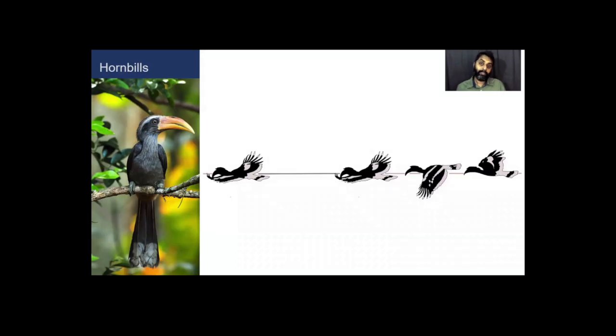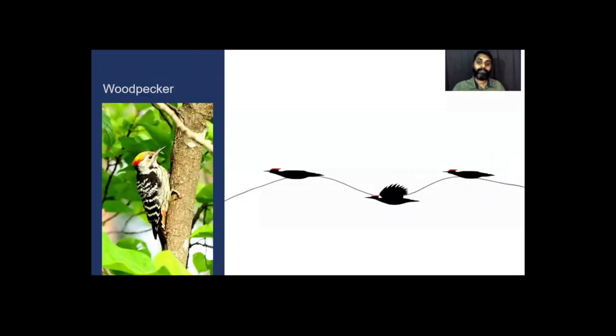And birds like hornbills have a very different flight pattern. Okay, next time if you get to see any hornbills, look carefully. They flap their wing and they flatten it out and they glide. They flap their wings and glide. This is a typical hornbill flight.